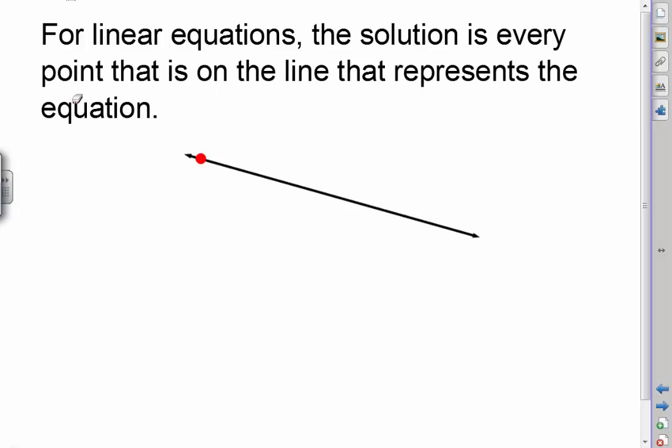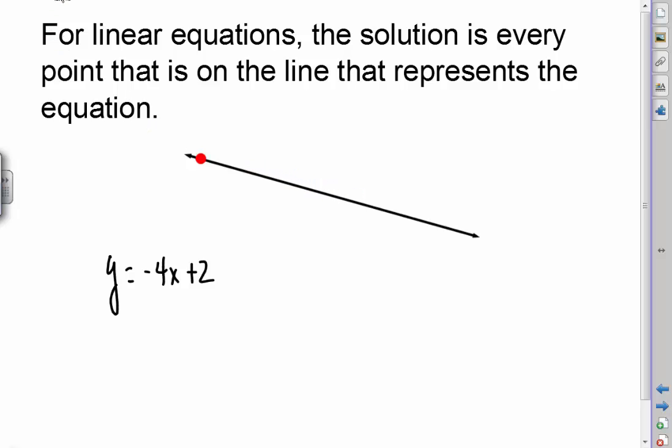For linear equations, which you previously studied, the solution is every point that is on the line that represents the equation. For example, and this is just an example, y equals negative 4x plus 2. We take this 2 and use it to find the y-intercept, and then we use the slope to draw the line. Every point on the line is a solution to that linear equation, but it's just the points that are on the line.